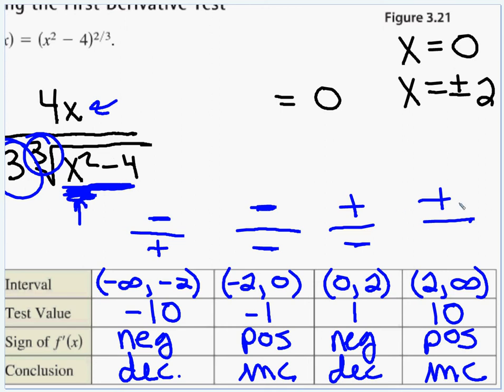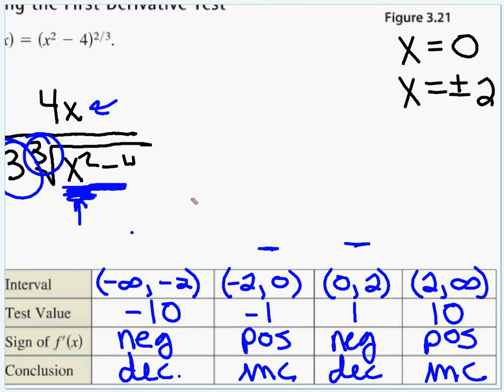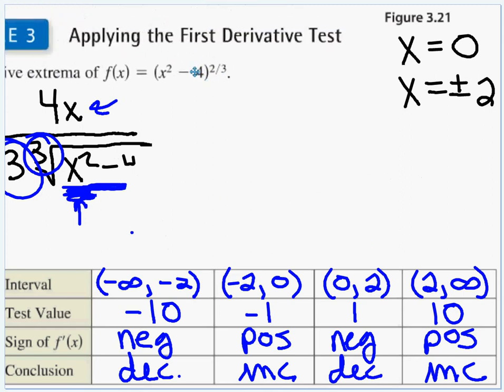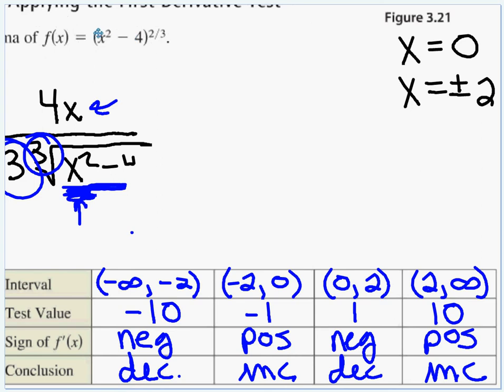Okay, this might be a good time to point out too. Let's go back to the original function. Remember, our theorem says we have to be a continuous function. This function f of x is continuous. You know, it's got a fractional exponent. We did not get a denominator that could zero out until after we derived. So this function is continuous everywhere.